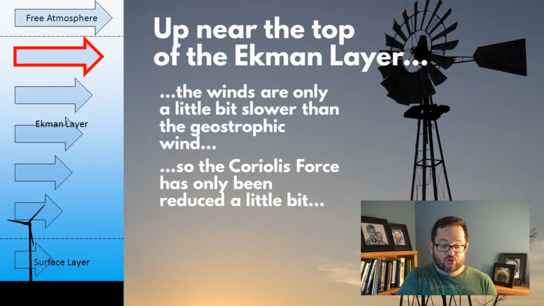Now let's actually go back and look at that profile of the winds that we made there and figure out what direction they'll be at each of these heights. If I go up near the top of the Ekman layer, see how I have highlighted in red the wind vector that's up near the top of the Ekman layer there? Well, those winds are only a little bit slower than geostrophic. They're only a little bit subgeostrophic, which means we've really only reduced the Coriolis force a teensy bit.